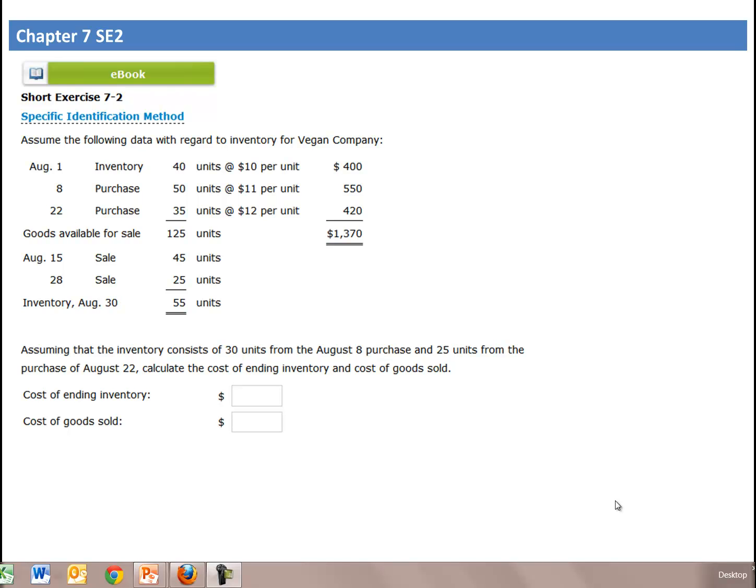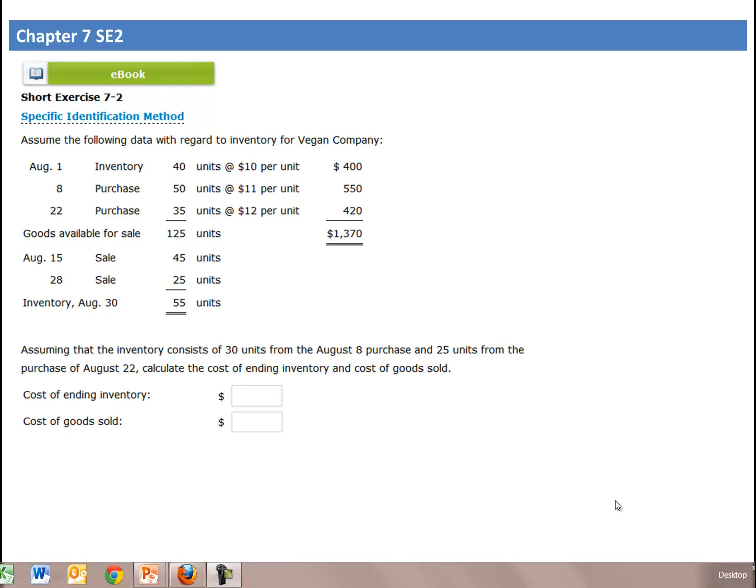We started August with a beginning inventory of 40 units, and we paid $10 per unit. And then we had another purchase on the 8th and another purchase on the 22nd. And you can see our cost changed during each of those purchases. First we paid $10, then we paid $11, and then we paid $12. So the different inventory methods that we're going to go through help businesses account for the variations in those costs.